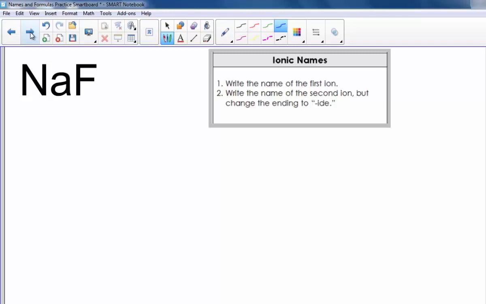Now for this one, we've got NaF. And so we already know from the periodic table that Na stands for sodium, and F, if we look on the periodic table, that would be fluorine. And so I'm going to write the first part of the name for fluorine, but I have to change the ending from INE to IDE. And so this problem is done. Let's go ahead and move on to the next one.